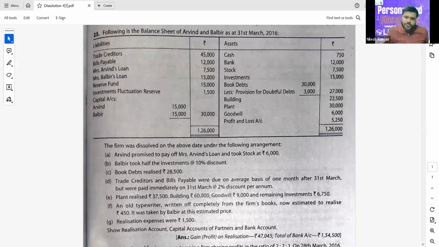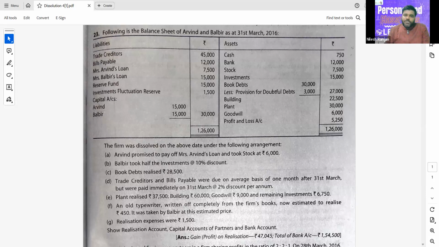After that, building 60,000, plant 37,500, goodwill 9,000. Yes, sir, 37,500, I said it wrong. And then to Arvind's capital account stock 6,000, to Balbir's capital account investment 6,750, and to Balbir's capital account old typewriter 450. In cash, you have written 28,500, 37,500, 60,000, 9,000, and 6,750. So the total should be 2,38,950. Actually, one thing you have not written: the investment fluctuation fund.